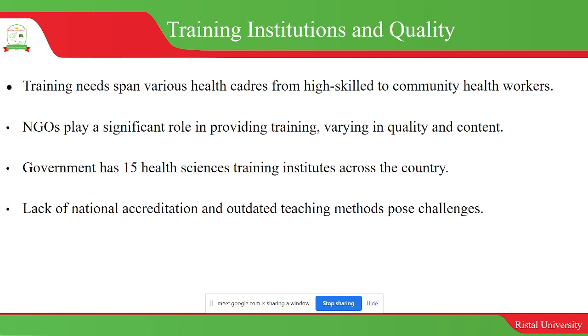We have a number of institutions providing training for health professionals in the country. We have the health training institutes under the Ministry of Health. And then we also have government universities training doctors, nurses, and other health professionals like pharmacists and public health professionals.